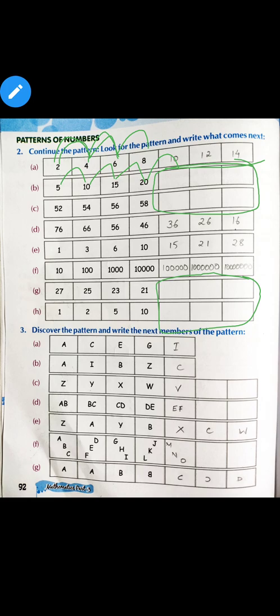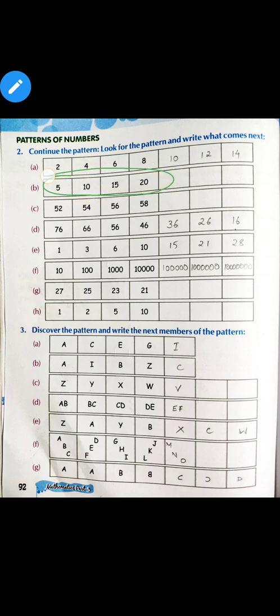You should be able to do it. All you have to do is spot the pattern. What is the pattern that is going on here? It is increasing by 5 each time. In the next one, it is increasing by 2 each time. So you should try to spot it. Here it is decreasing by 2, minus 2 each time.